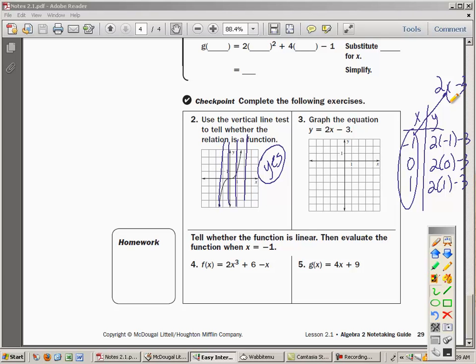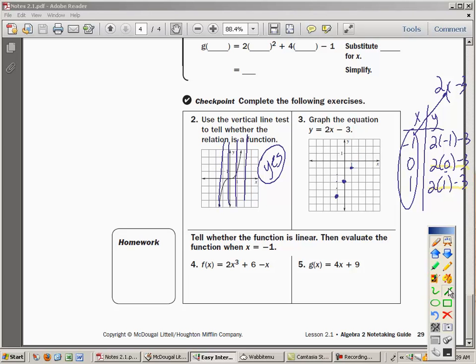In any case, this is 2 times negative 1, which is negative 2, minus 3 more, which is negative 5. I ran out of space here, so we're just going to go ahead and plot them as we go. This is negative 1, 2, 3, 4, 5. There's negative 1, negative 5. When x is 0, this becomes 2 times 0, which is 0, minus 3, which becomes negative 3. And so 0, negative 3 is on my graph. And then finally, when x is 1, 2 times 1 is 2, and 2 minus 3 is negative 1. And so when x is 1, y is negative 1.